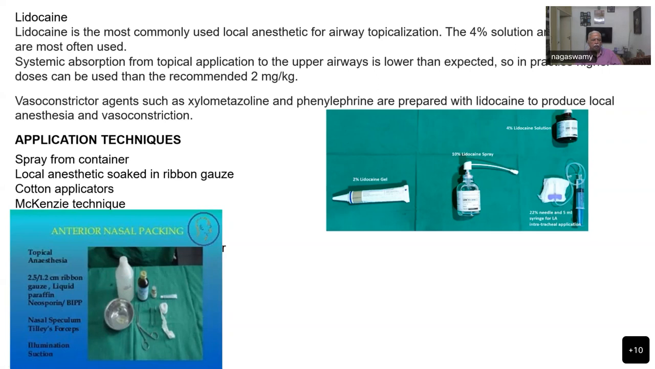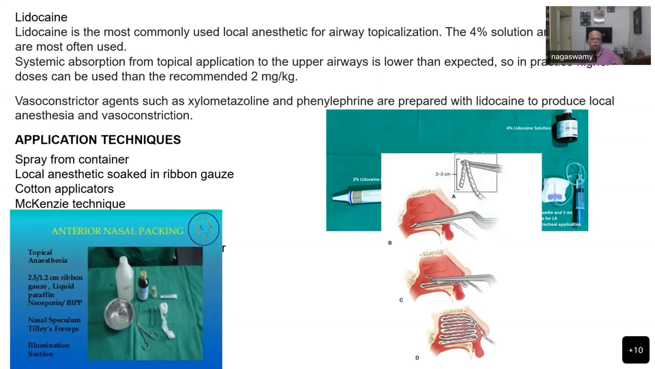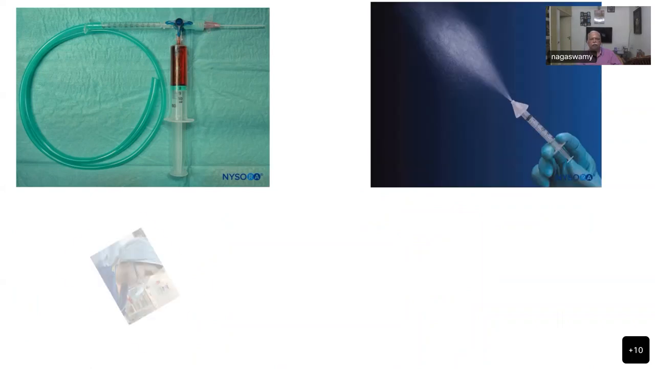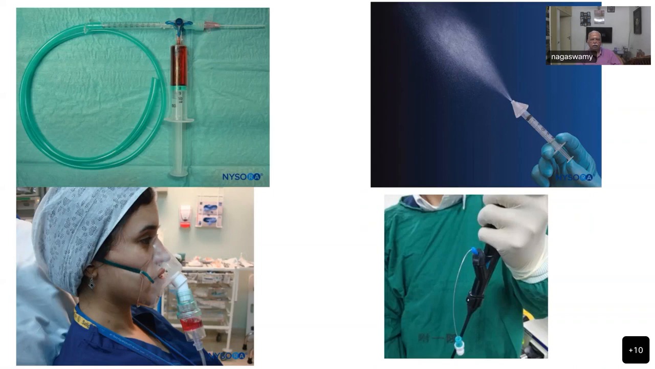So the ribbon gauze is placed, and this is the technique of packing it. You need what is called a bayonet forceps, and you soak the ribbon gauze in 2 to 4 mL of 4% xylocaine, and then you pack it in the meatal region under the turbinates. Each turbinate you have to do, first the inferior turbinate, then the middle turbinate, and the superior turbinate. That is how you should be packing it. And this is the McKenzie spray, this is the atomizer, this is the nebulizer, and this is the side port by which you do it.